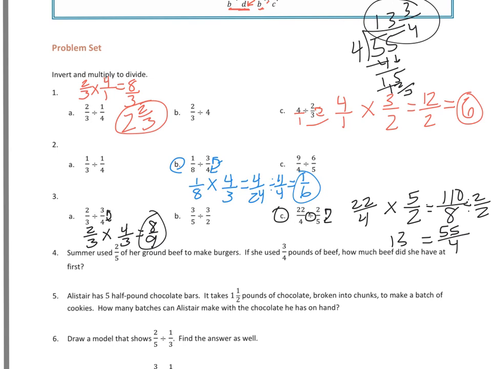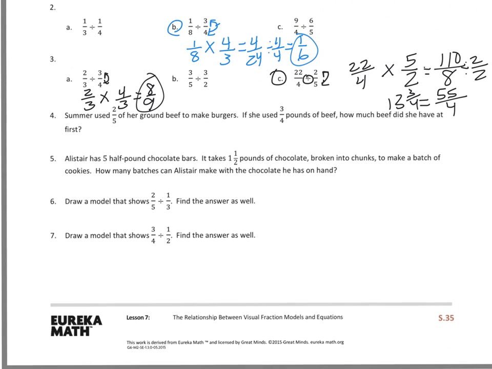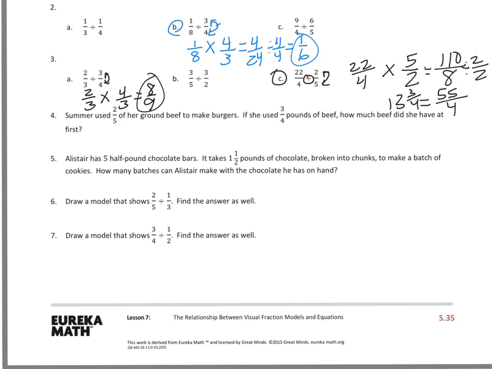So that's how we're doing the invert and multiply method. So I'll do 2 more of these. Let's do 5, and then I'll do 6, just to make sure that we hit 1 even and 1 odd. 5 says, Alistair has 5 half-pound chocolate bars. It takes 1.5 pounds of chocolate broken into chunks to make a batch of cookies. How many batches can Alistair make with the chocolate that he has on hand?